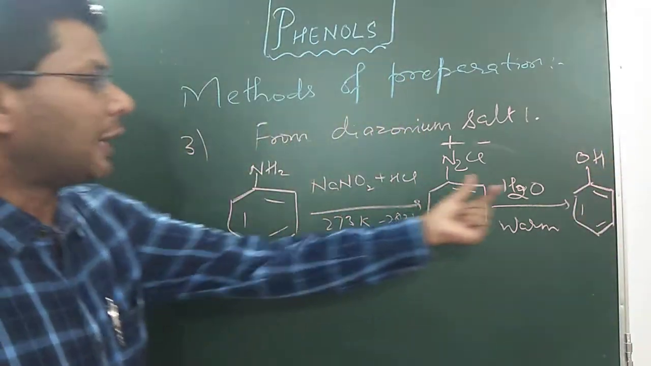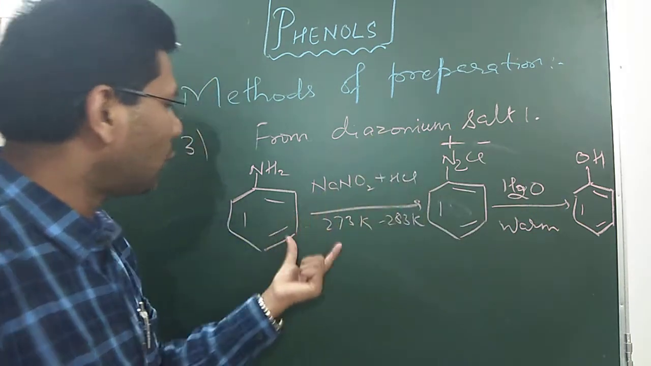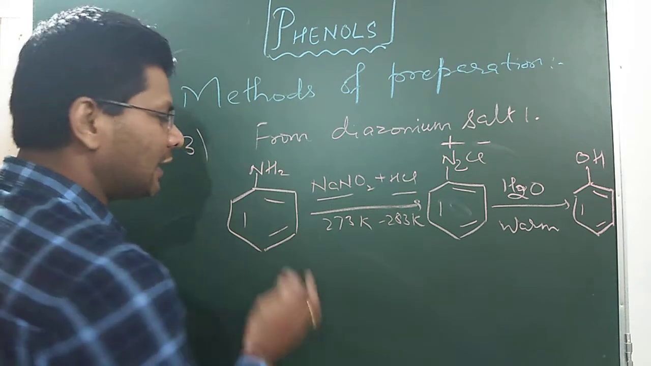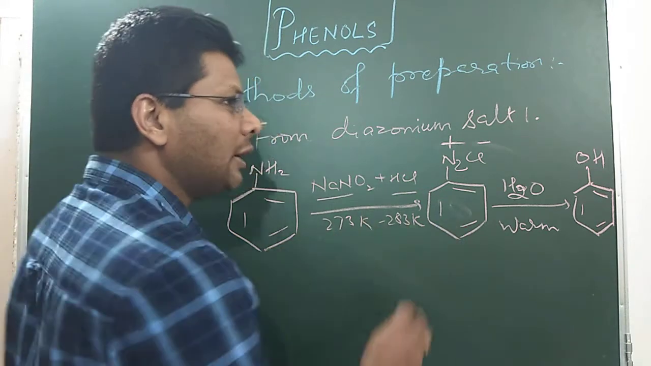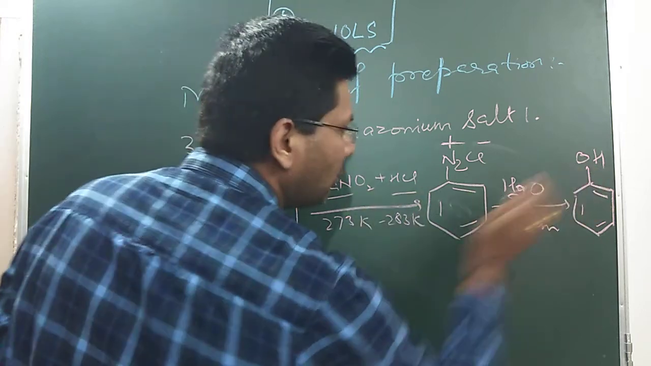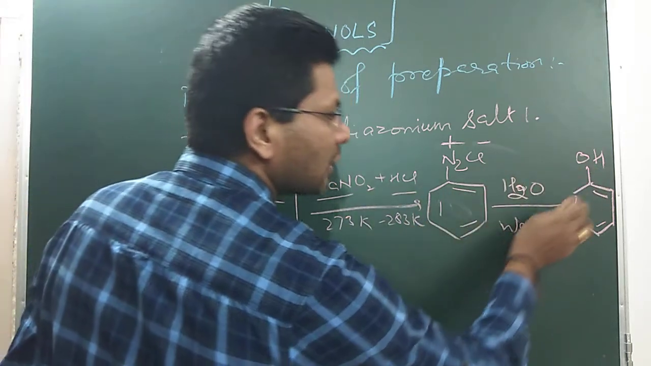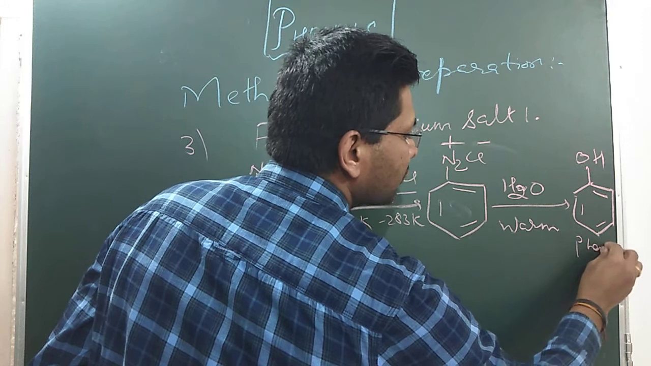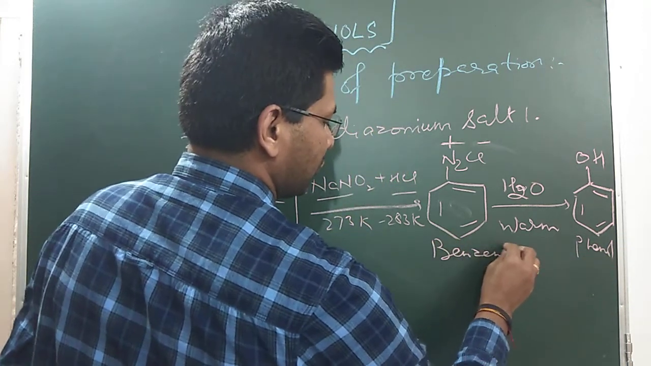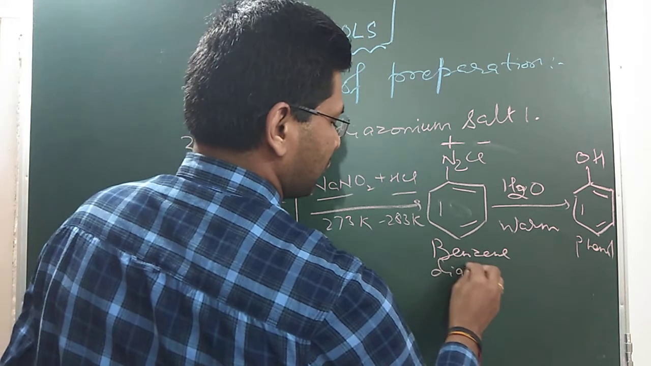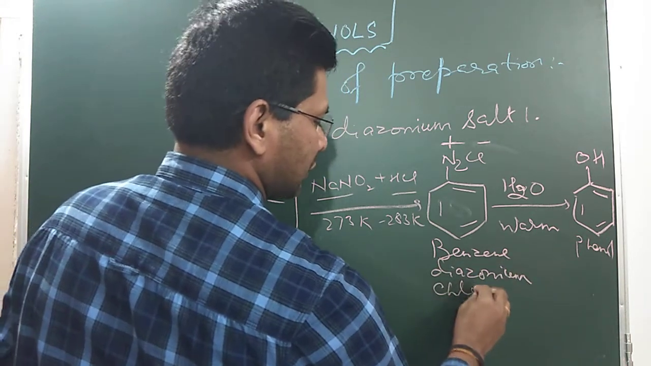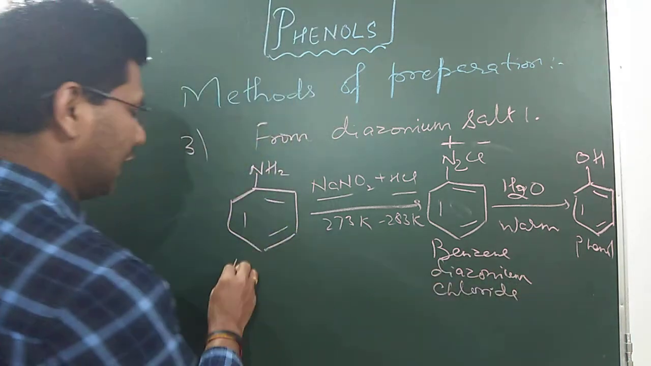So phenol can also be prepared from diazonium salts. When aniline is treated with NaNO2 and HCl, this reaction is called diazotization. It forms benzene diazonium chloride. When benzene diazonium chloride is dissolved in warm water, it forms phenol. This is benzene diazonium chloride. This is aniline.